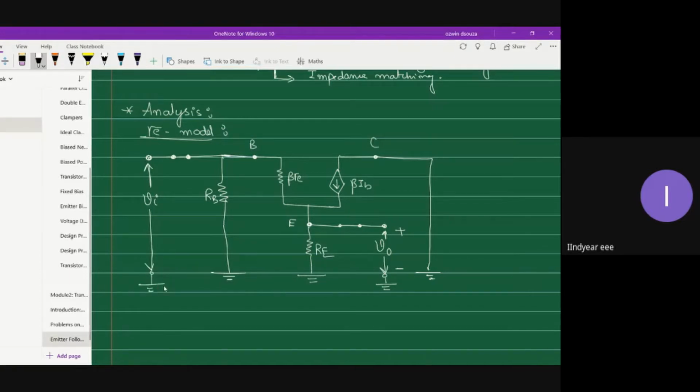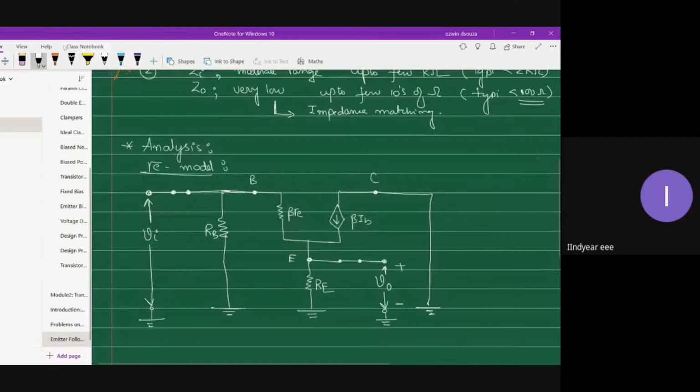Okay, so this is your RE model. Once the RE model is done, what you can do is mark the various transistor currents. This is IB, this is IC, and this is IE, and in the same direction, I naught flows. So these are the various transistor currents.